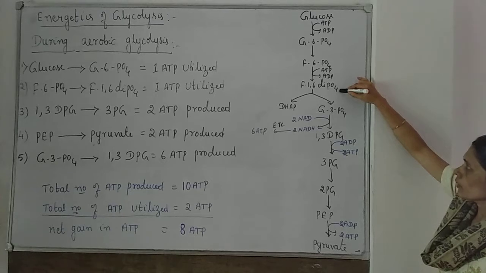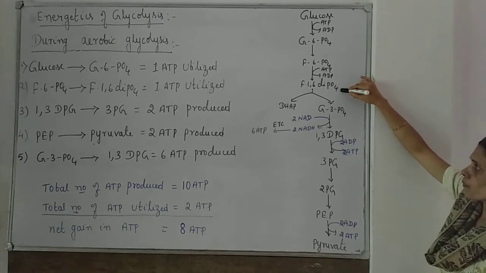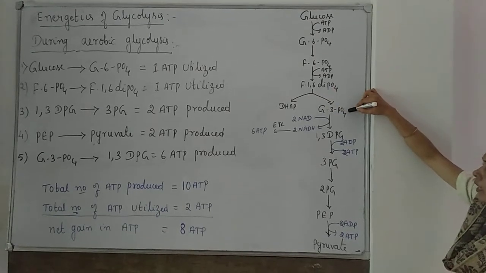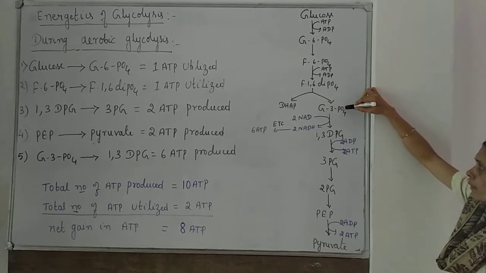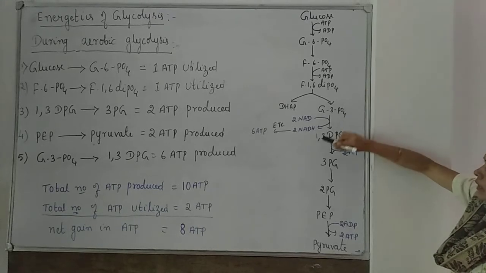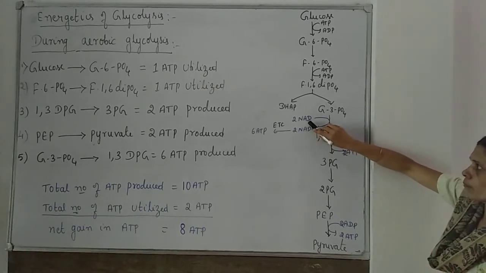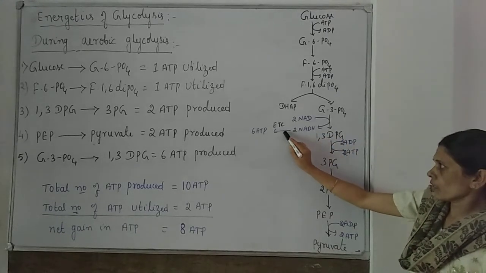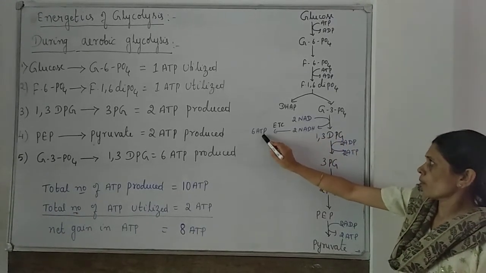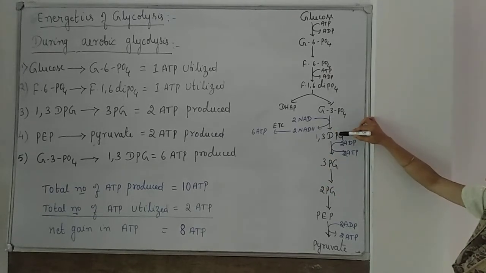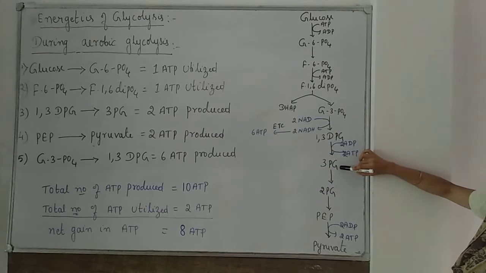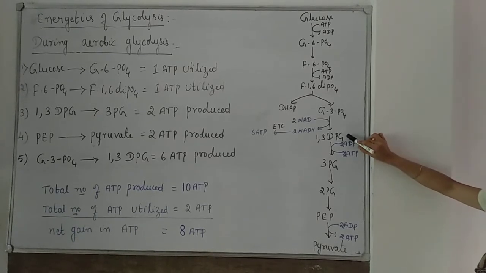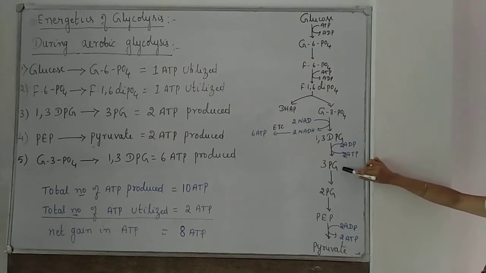Then the 6-carbon compound fructose 1,6-diphosphate is divided into dihydroxyacetone phosphate and glyceraldehyde 3-phosphate. From glyceraldehyde 3-phosphate, there will be a generation of 2 NADH. These 2 NADH enter into the electron transport chain and produce 6 ATP molecules. Then 1,3-DPG is converted into 3-PG. Here also there will be a generation of 2 ATP molecules from the high energy compound 1,3-DPG.